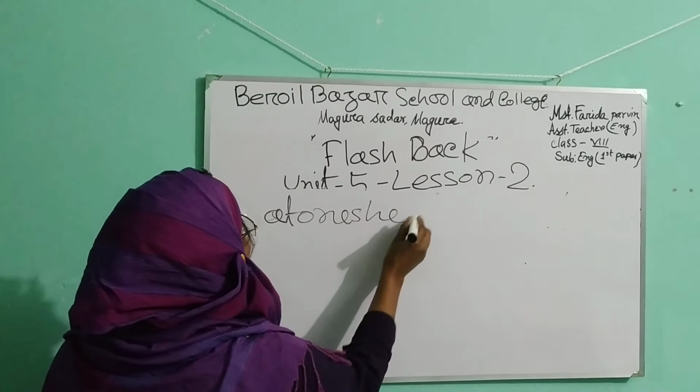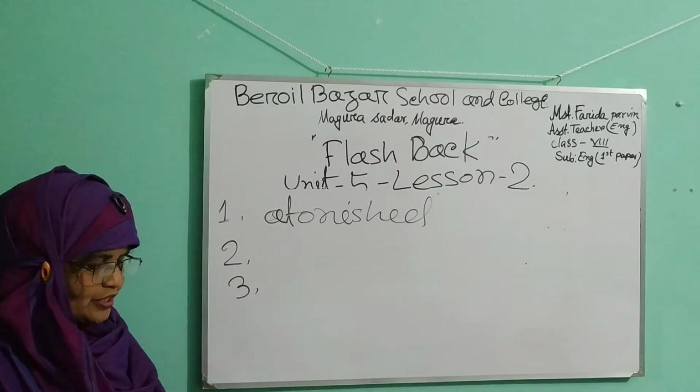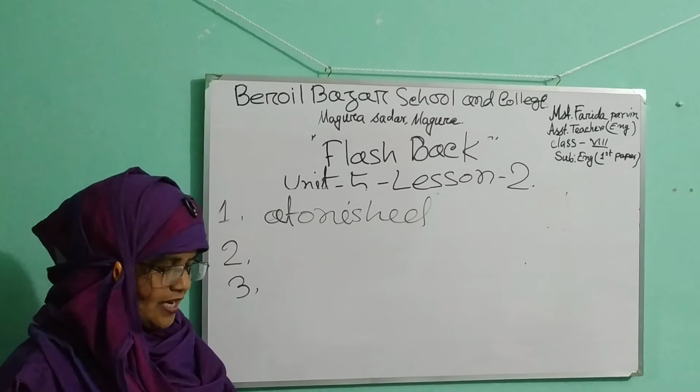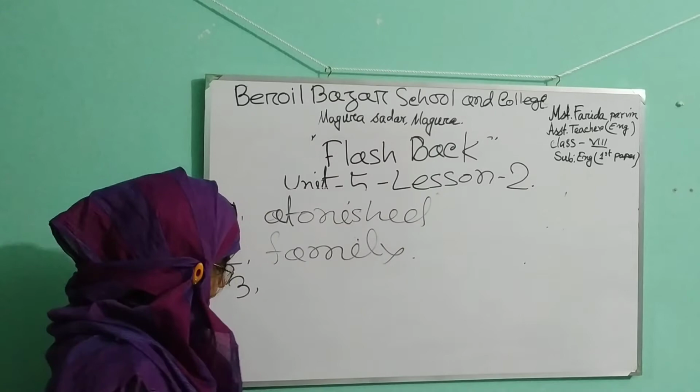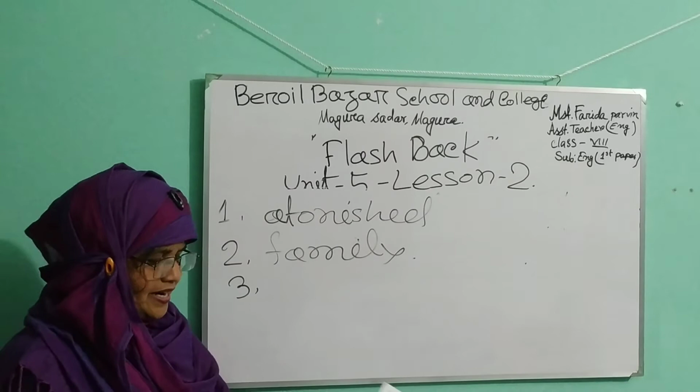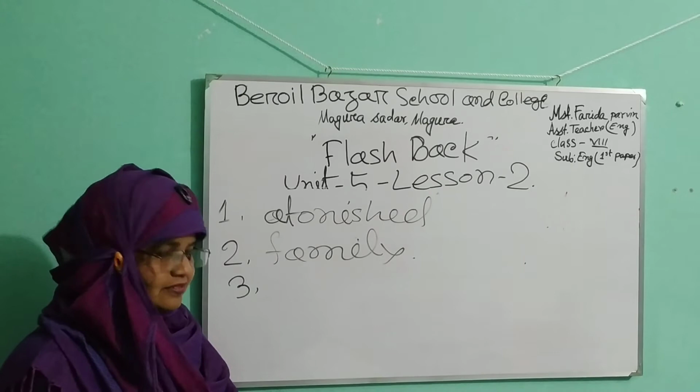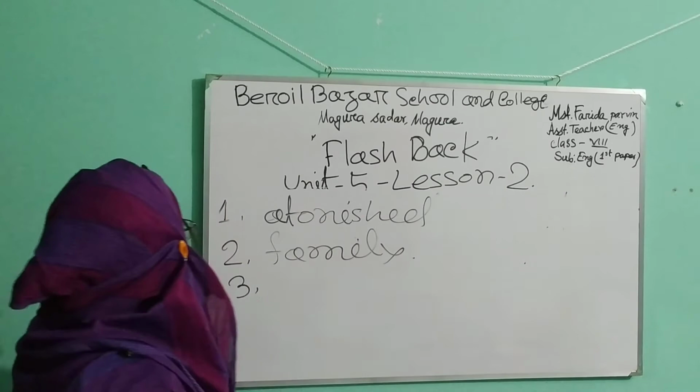Yes, friends. Question number 2: Shamima thought about the welfare of her family. Right, family. Question number 3: Shamima did not want to get married because she wanted to complete her education, but nobody listened to her.